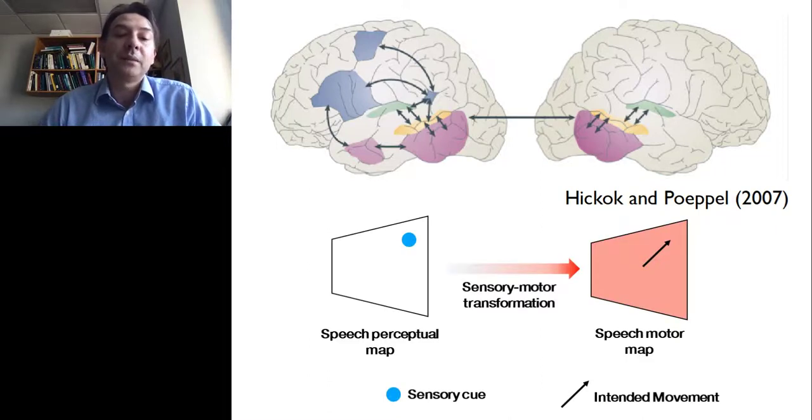Conceptually, the computational idea remains the same. We have a perceptual map for speech that gets transformed into a motor map that we use to make an utterance, to speak. And the relationship between these two maps and how the computations connect them to go from sensation to action is the type of computation that we can analyze based on our work in animals.